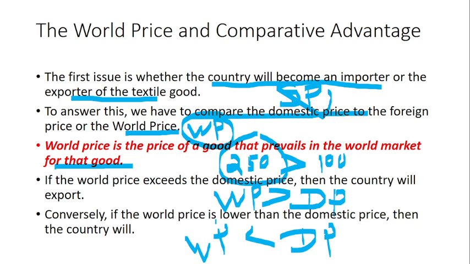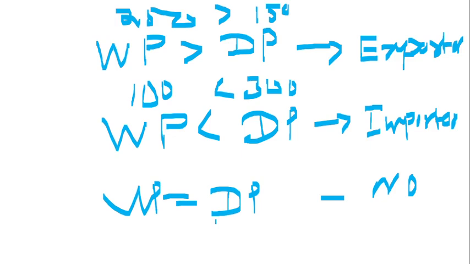The first important question we need to answer is whether the country will become an importer or exporter. And this depends upon the difference between world price and domestic price. If world price is greater than domestic price, of course we will be exporting, and if domestic price is high and world price is less, then we will be importing. Simply speaking, WP greater than DP, world price greater than domestic price, means the country will become an exporter, and if world price is less and domestic price is more, then the country will become an importer.